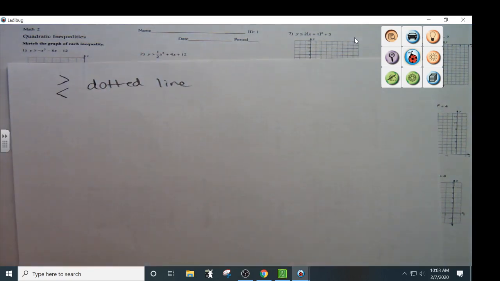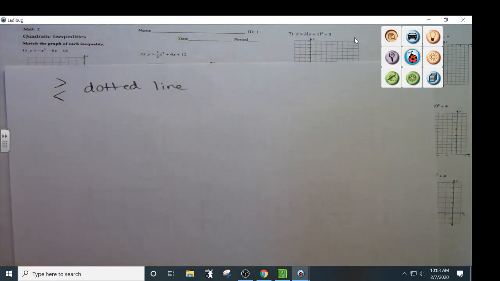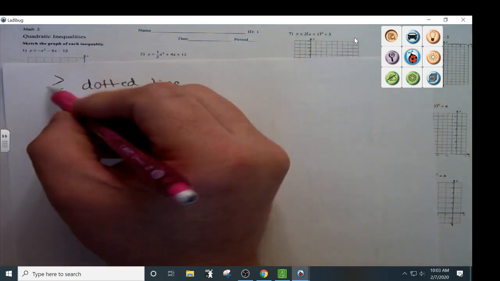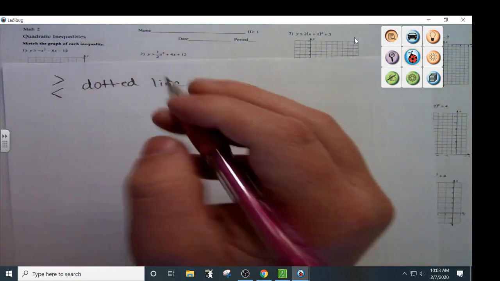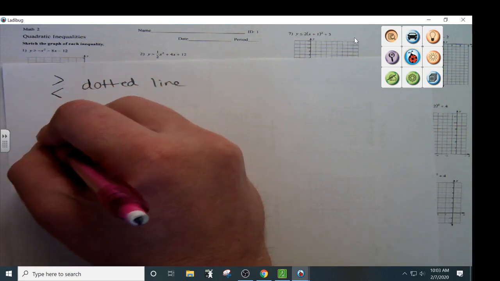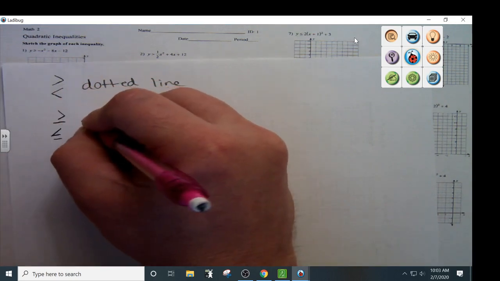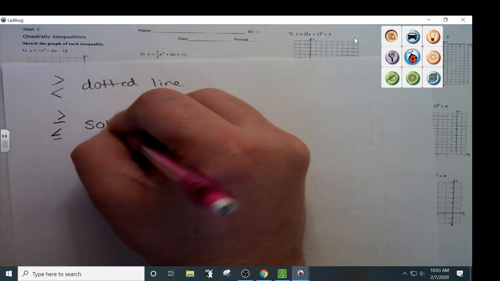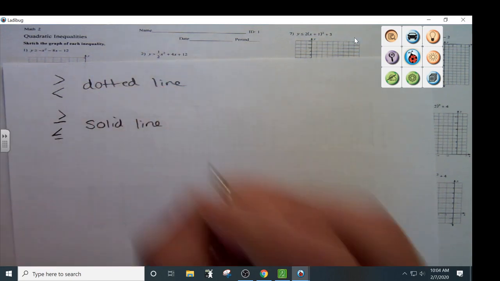It's gonna be dotted. And guys, more than likely, if this would be on a NCFE, they would probably have two answers that look right, but the only thing different would be the dotted line. Okay, if it's not equal to, then it's a dotted line. If it's greater than or equal to or less than or equal to, it is a solid line.